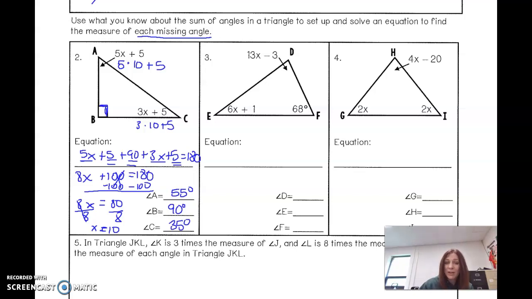And if you were to grab a calculator and you want to make sure you were right, all you'd have to do is go 55 plus 90 plus 35. It should equal 180. Okay? That's what we're doing right here. So let's try it again.